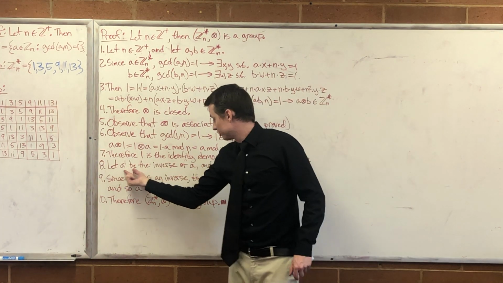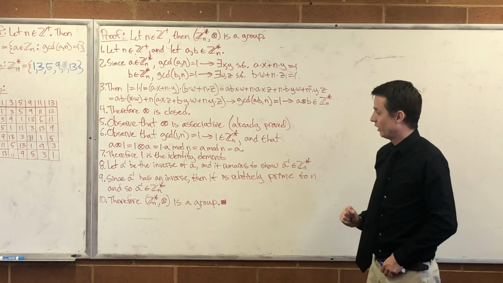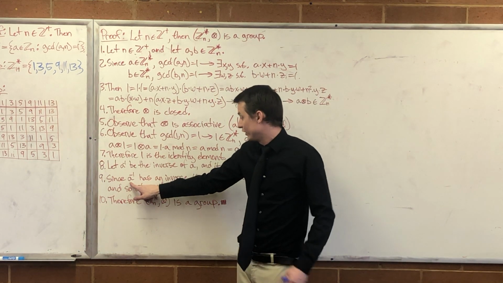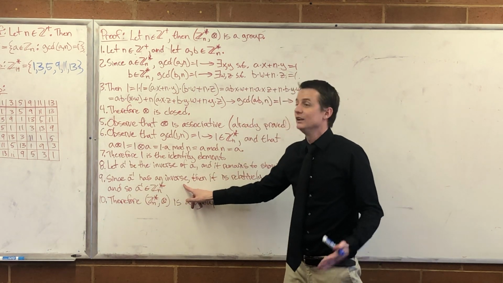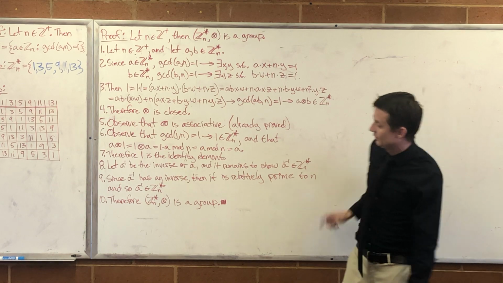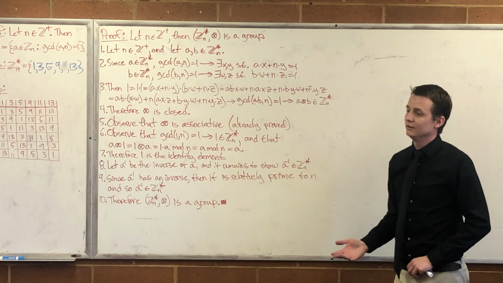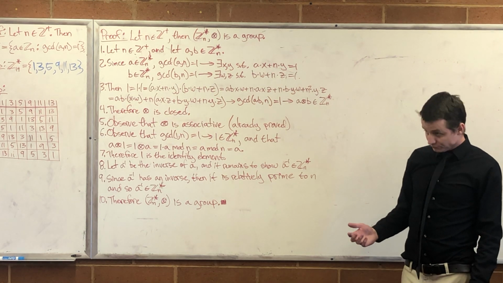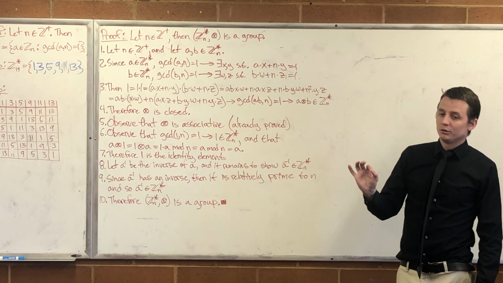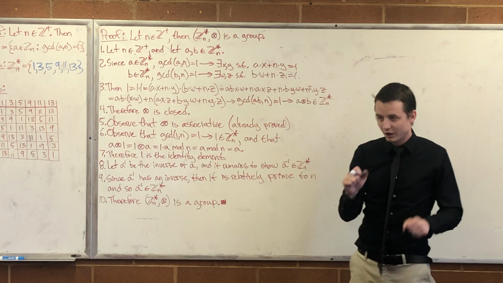So let A inverse be the inverse of A, and it remains to show that A inverse is in Zn star. Well, since A inverse has an inverse, namely A, then it is relatively prime to n, and so A inverse is in there, because that's the set of all things relatively prime with respect to n. Can you explain that? We showed literally that. You just said the same thing. I know. That's because I'm just using something that we already proved.